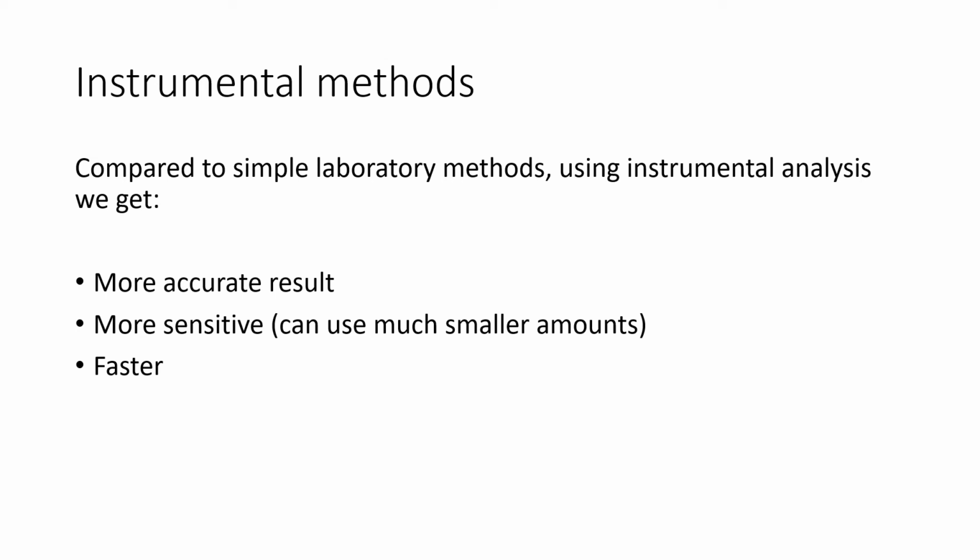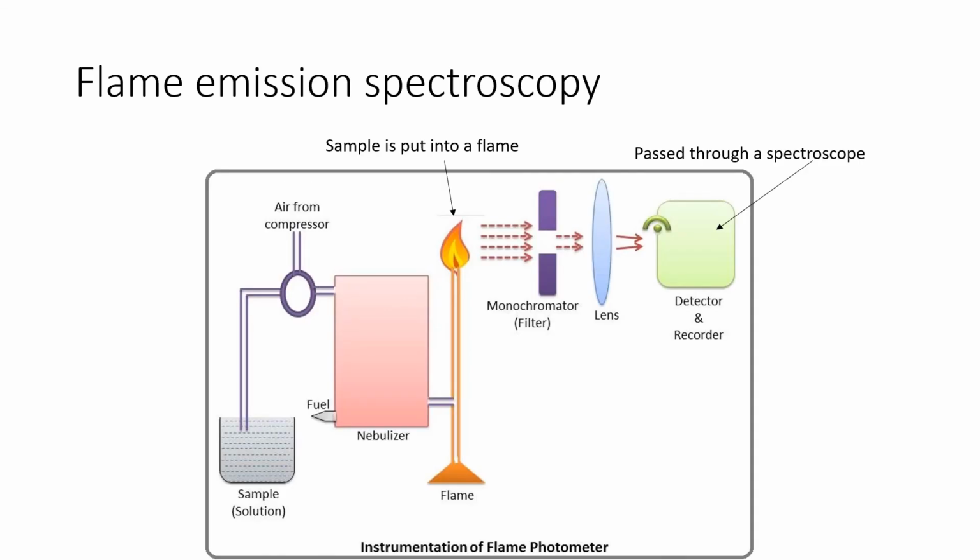So you need to know some ways in which instrumental methods are better, the advantages of instrumental methods over using simple laboratory methods, which are the ones we just went through. So they are more accurate, more sensitive, and they are faster. Now there is one that you need to know in a little bit more detail, and that is flame emission spectroscopy. So it's kind of like a really advanced flame test.